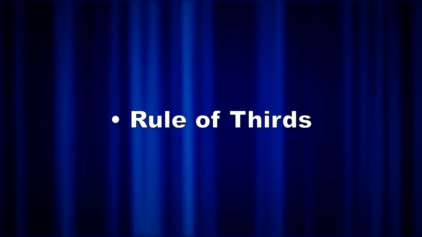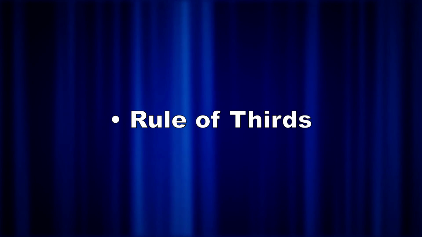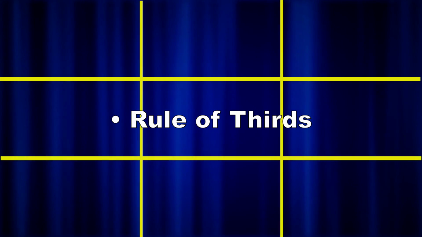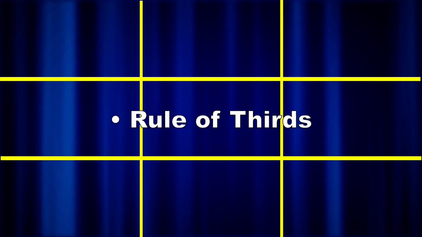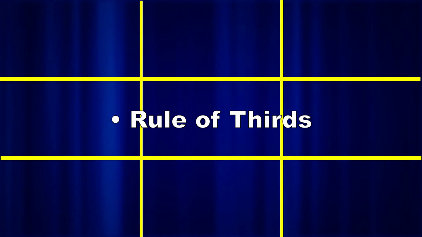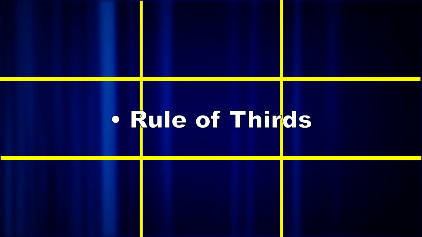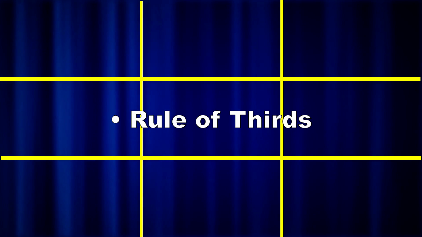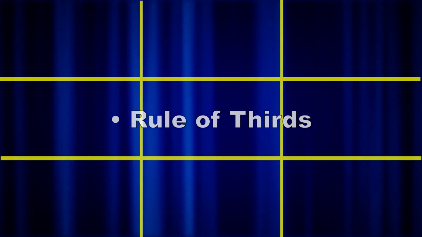The first thing I want to talk about is the rule of thirds. The rule of thirds divides your screen into a 3x3 grid. You've probably already seen this grid if you have an iPhone or some of the other phones, where this grid will show up. A lot of times people turn it off, but you shouldn't be doing that. Let's take a look at a video here real quick and you'll see what I mean.